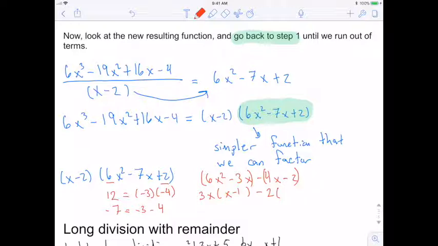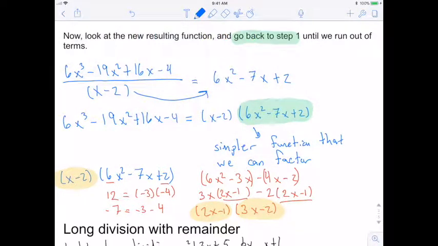Pull a 2 out here, and we'll have 2x minus 1. And then when we have the same thing inside the parentheses, we let that be its own part, and we let the part outside the parentheses be our second part. So now we've completely factored this, and our factors are x minus 2, 2x minus 1, and 3x minus 2.